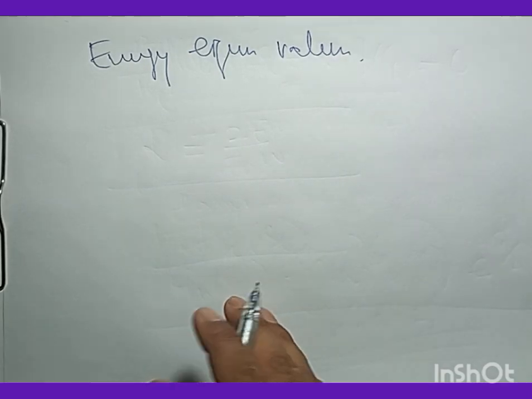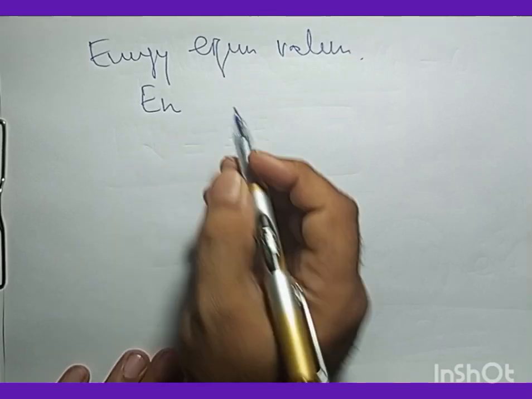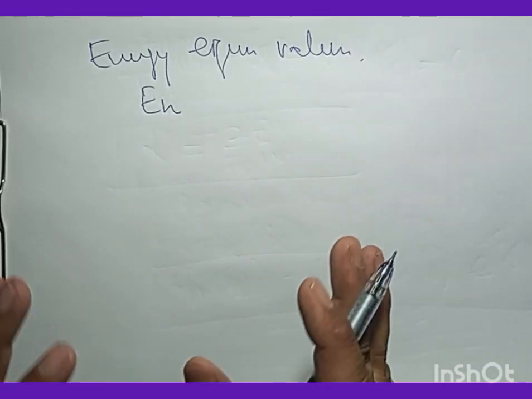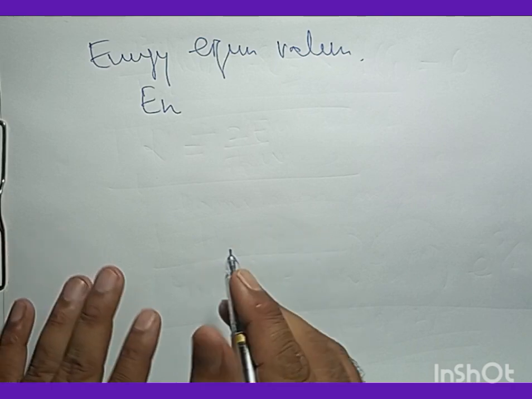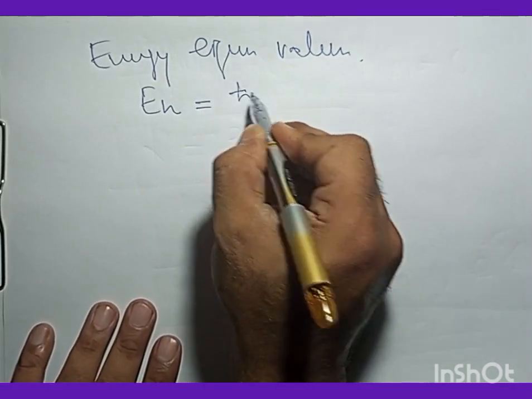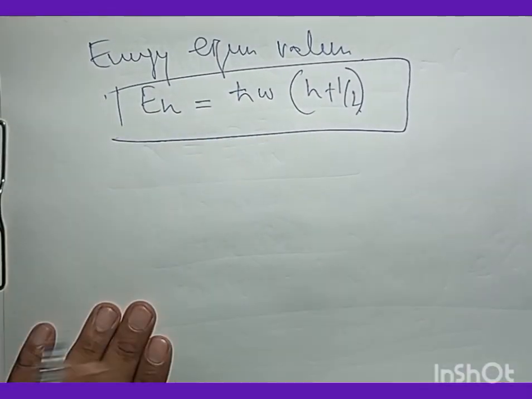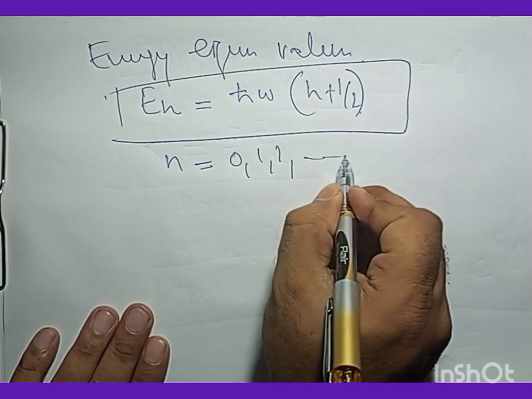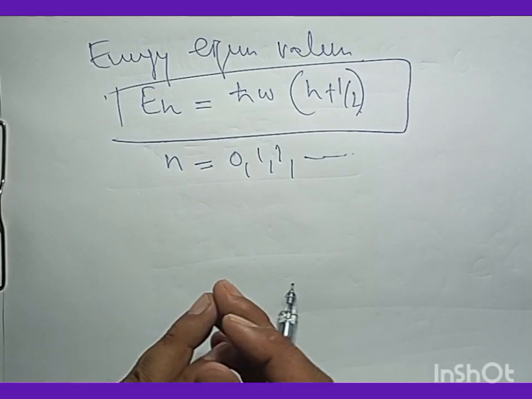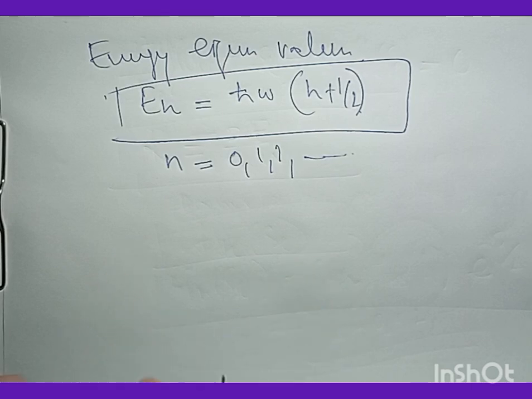And in this case, the energy eigenvalues, that is En, of the quantum harmonic oscillator are quantized, and they are given by En equal to h cross omega times (n plus 1/2), where this n is 0, 1, 2, and so on and so forth. So these are quantum numbers that correspond to the energy levels.